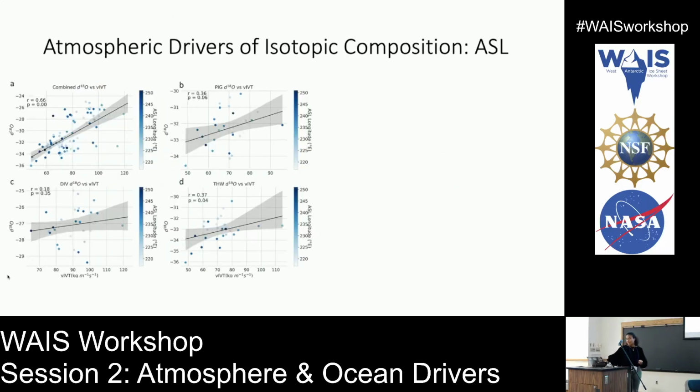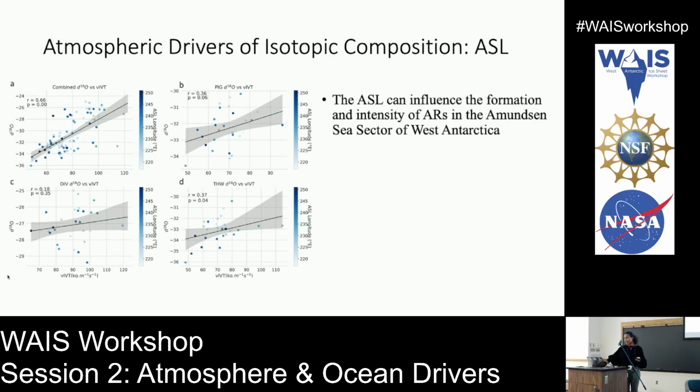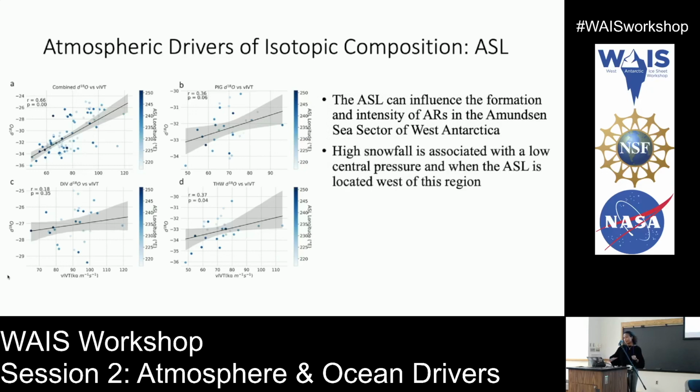Some of what I also looked at as far as drivers of this isotopic composition was the Amundsen Sea low. Previous work has shown that the Amundsen Sea low is pretty important for modulating the frequency and also where atmospheric rivers landfall in West Antarctica. So yeah, the Amundsen Sea low can influence the formation and intensity of atmospheric rivers in the Amundsen Sea sector. And also, what's been found is that high snowfall is associated with a low central pressure and also when the ASL is located west of the region.